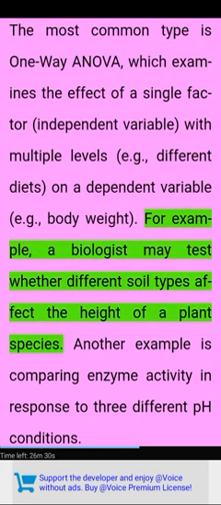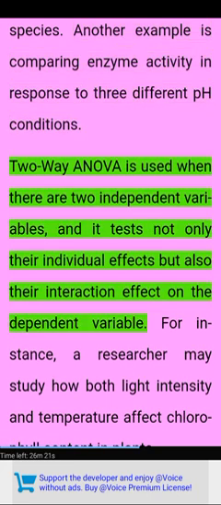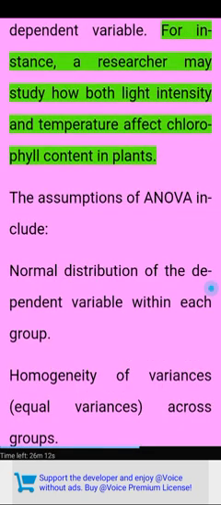For example, a biologist may test whether different soil types affect the height of a plant species. Another example is comparing enzyme activity in response to 3 different pH conditions. Two-way ANOVA is used when there are two independent variables, and it tests not only their individual effects but also their interaction effect on the dependent variable. For instance, a researcher may study how both light intensity and temperature affect chlorophyll content in plants.